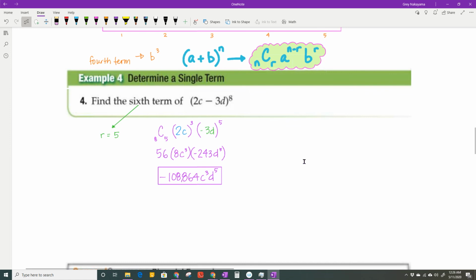Use those parentheses, put it in your calculator and practice, and I know you'll think it's easy.